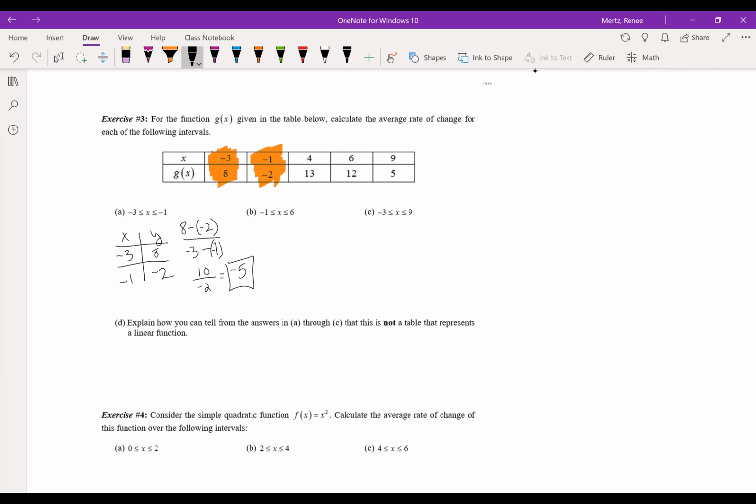Try the next one. Copy down the two values from your chart. This time we'll highlight in two different colors.